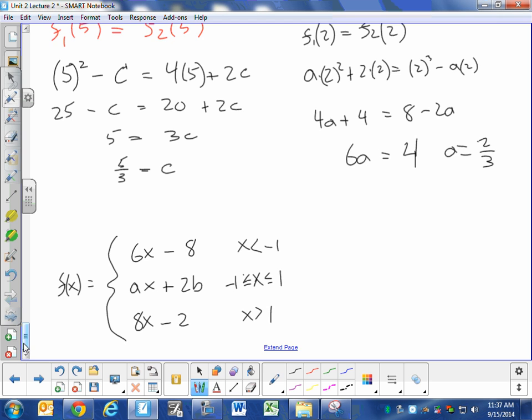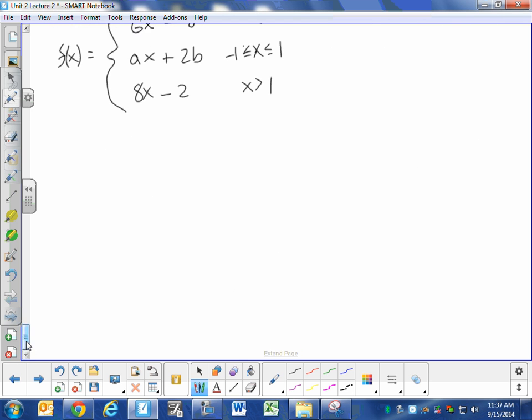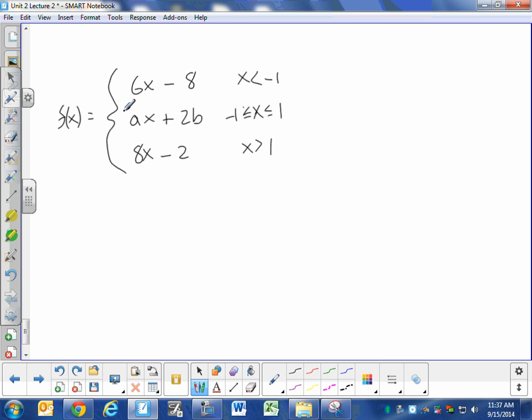Okay. We might have an A and a B. Let's turn these into different values. Turn this from -2. See how it changes. 6x minus 8 when x is less than -2. Ax plus 2b when x is between -2 and 1. 8x minus 2 when x is greater than 1.